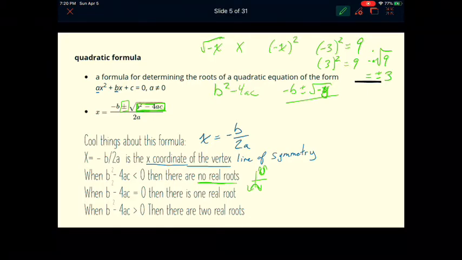When we have a 0 in there, we end up with 1 real root. So if, and we'll go through examples, we got negative b plus or minus the square root of 0 all over 2a, then obviously all of that disappears and we just end up with our negative b over 2a. There's only one answer, which ends up being our line of symmetry, which ends up being our x of the vertex. Same as this.